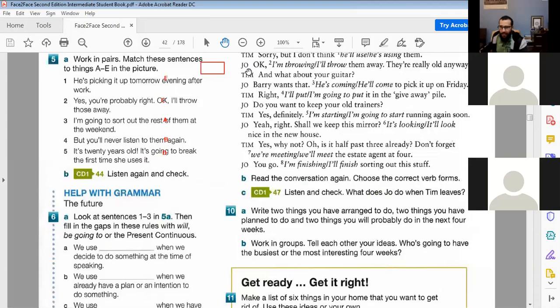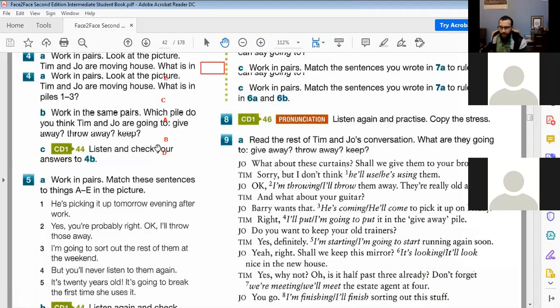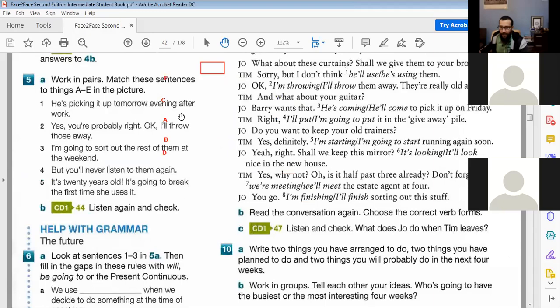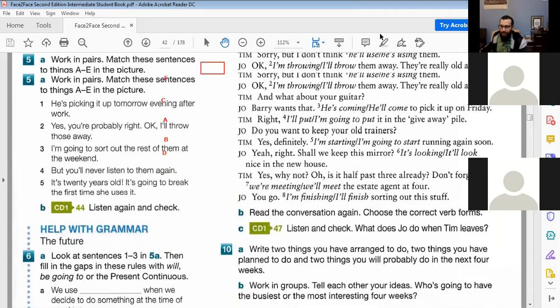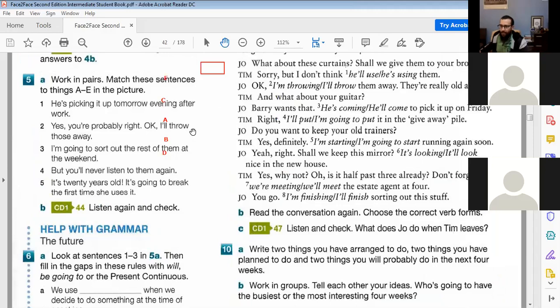Okay, so let me change the page. Okay, in this way, it's in one page. So we finished number 5. Now let's talk about grammar.